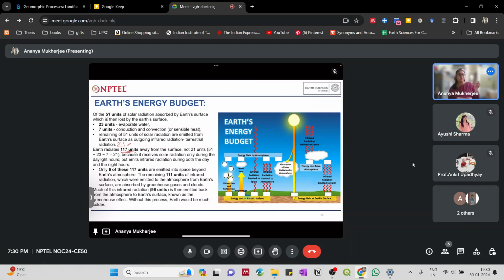Okay, if this entire thing that I said, that the infrared radiation that is being emitted in both day and night, if this process was not there, Earth would have no heat to sustain its life systems. So this is an important process that happens on the Earth, where the infrared radiation is radiated out from the Earth's surface, absorbed by the atmosphere. Then again, some part of the absorbed energy is reflected back to the Earth's surface.